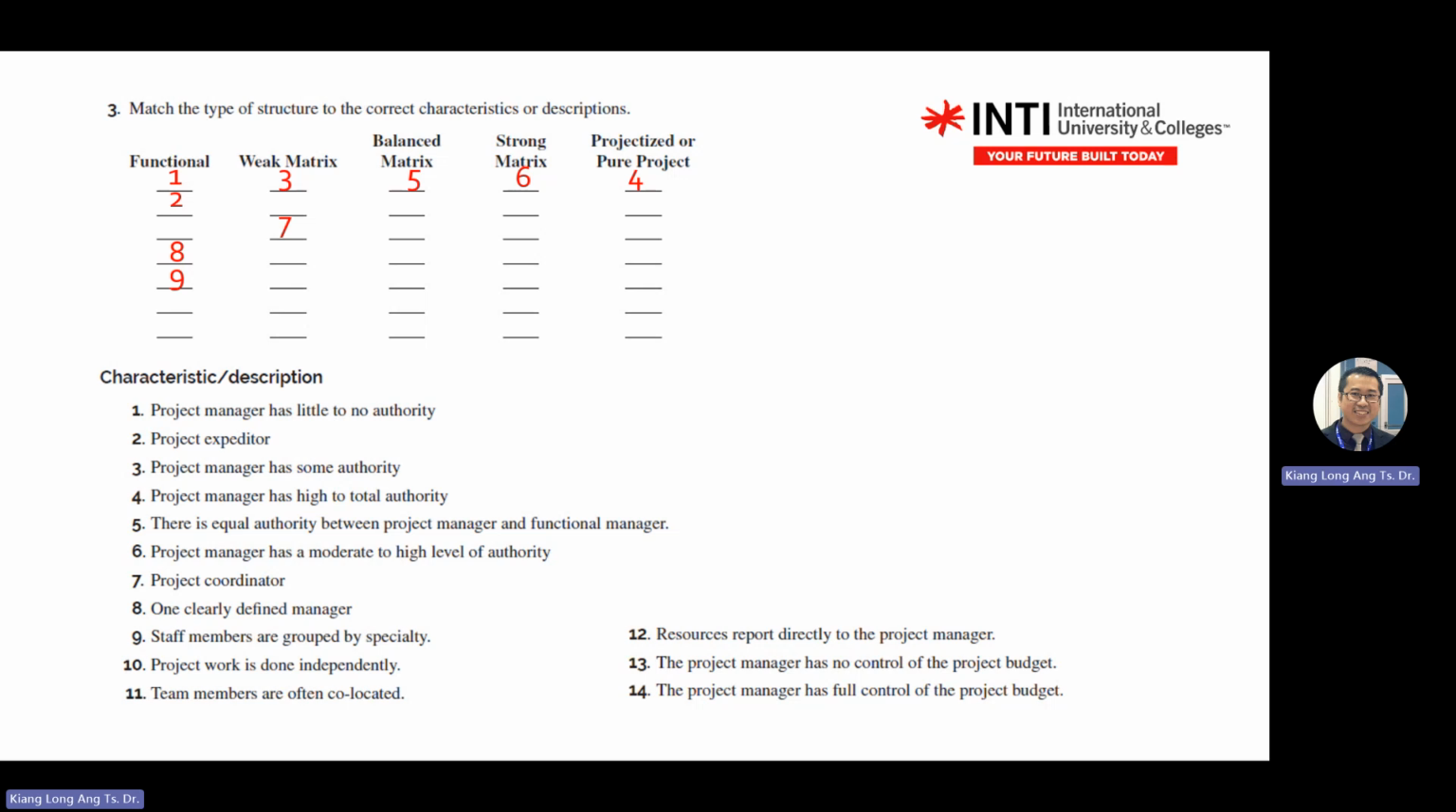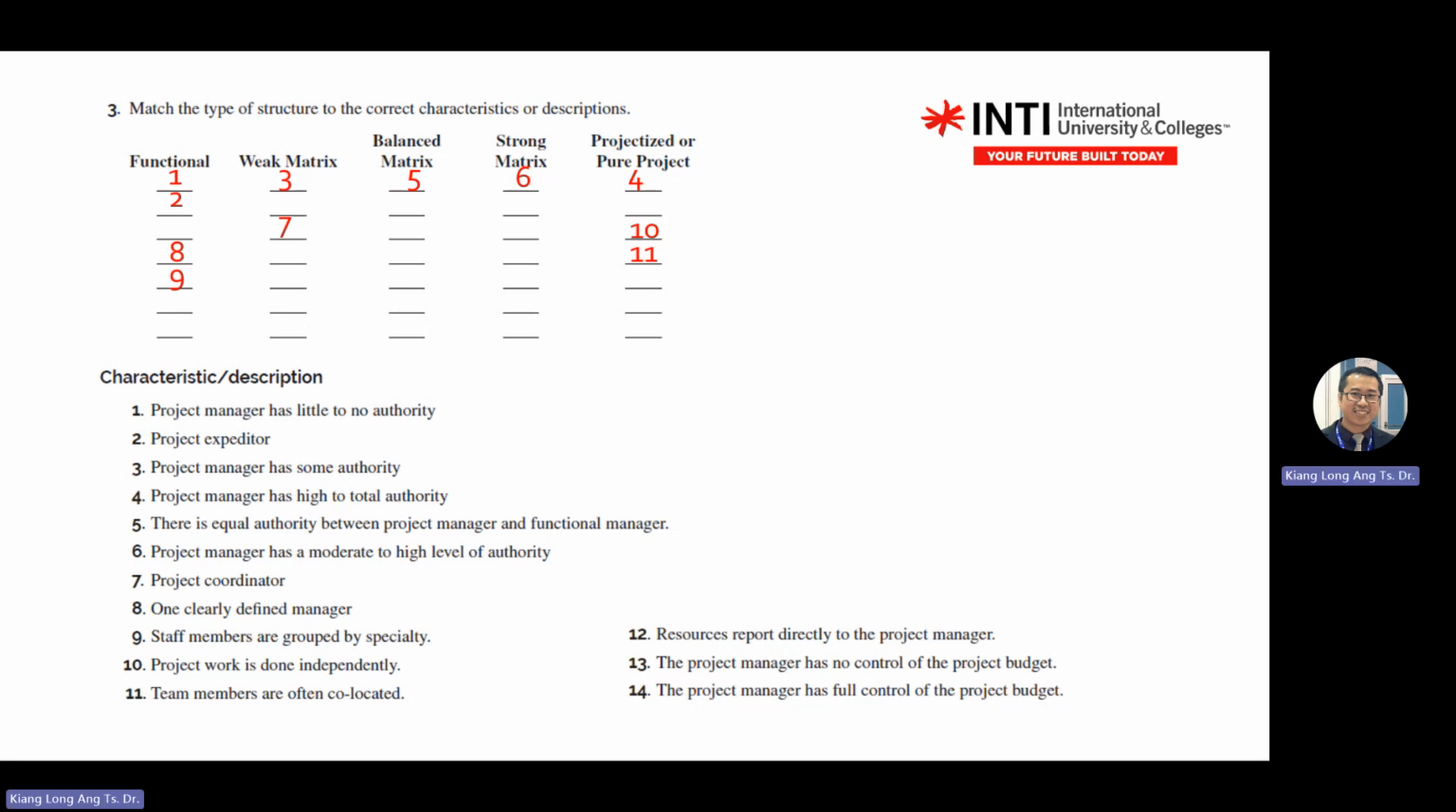Then this one, based on the description, is either balanced or high to total, moderate to high. Number 10, project work is done independently, so it's a project. Team members are often co-located. Co-located means you share. Co-located team members is pure projectized.